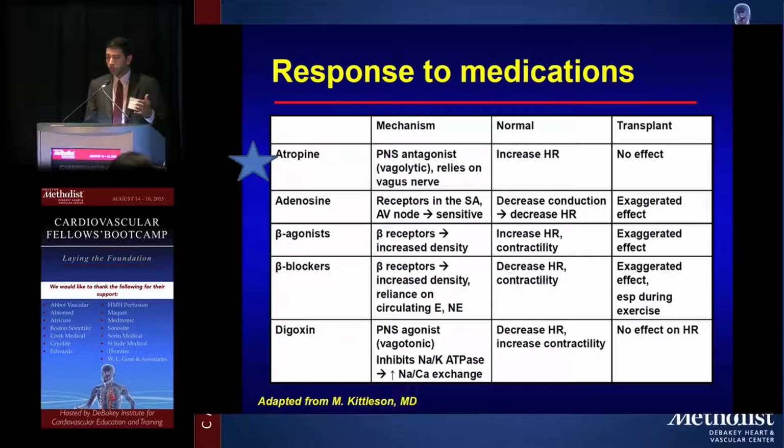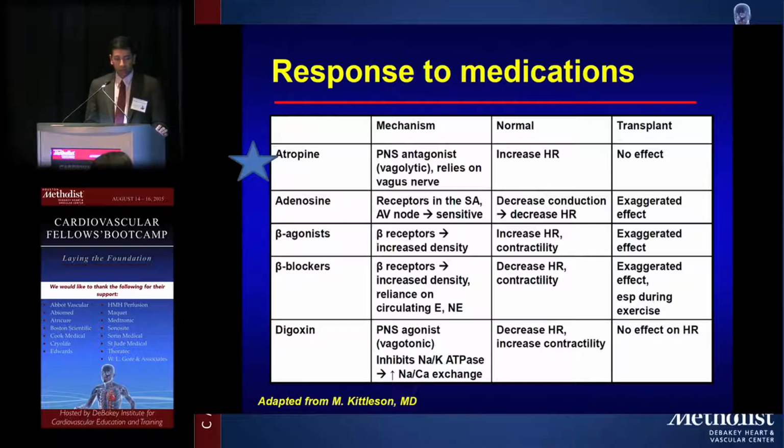Just to go over some of the medications, like we just discussed, which have an effect on the heart rate in native hearts, and look at how they affect the transplanted heart. As you can see here, atropine and digoxin really don't have much of an effect on the transplanted heart. Of course, this is presuming that all these hearts were still denervated.